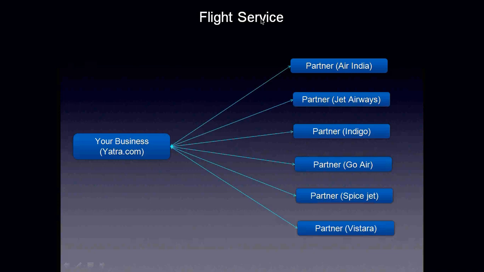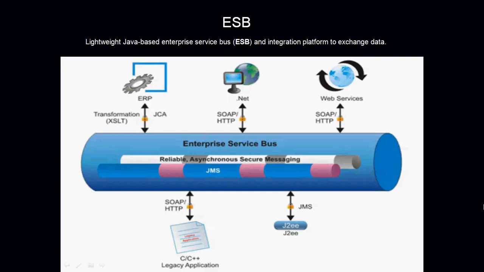Now, to avoid these integration problems, there was another evolution that came up, which is called the ESB model, the Enterprise Service Bus. What it basically does is it's a middleware layer.